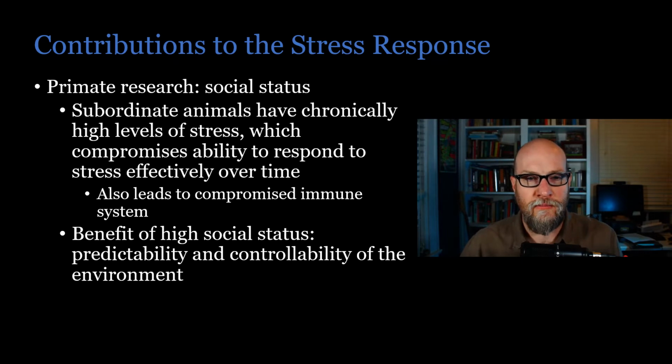And we know that subordinate animals tend to have chronically high levels of stress, which you can measure through things like cortisol. And this compromises their ability to respond to stress effectively over time, and also leads to a compromised immune system. So there's a benefit of high social status. There's a predictability, there's a controllability of the environment when you have power in an environment. And this is really fascinating because in some ways, not only is that individual's experience less aversive, less difficult, they are more likely to be healthy, and those that are undergoing stress that are subordinate are more likely to be unhealthy, and from an evolutionary perspective, maybe less likely to pass on their genetic material and therefore be selected through the process of evolution. So this all plays out in a much larger context.